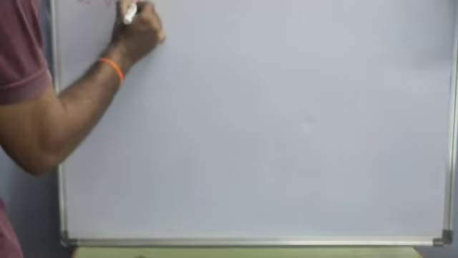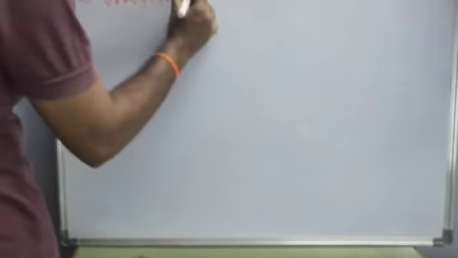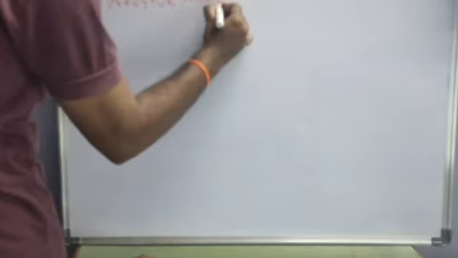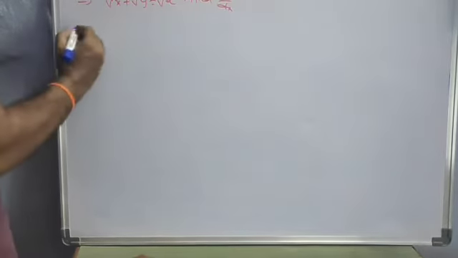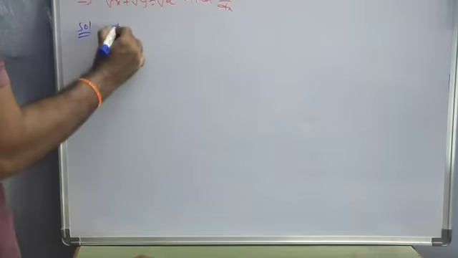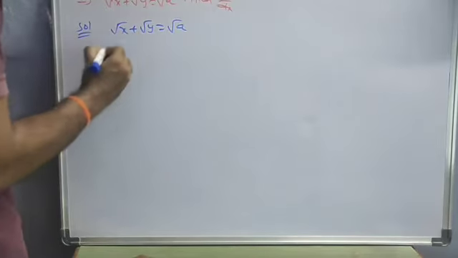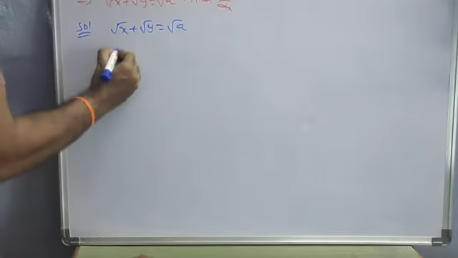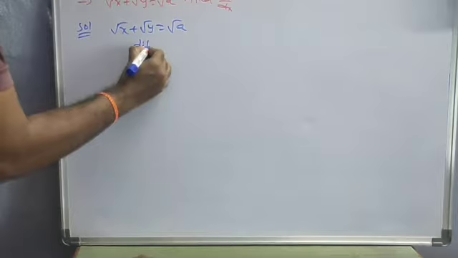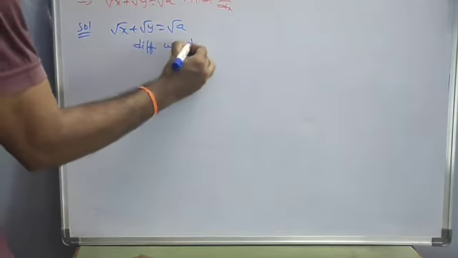Root x plus root y equal to root a. Here you have to find dy by dx. In the solution, I take root x plus root y equal to root a, where a is a constant. So differentiate with respect to x.